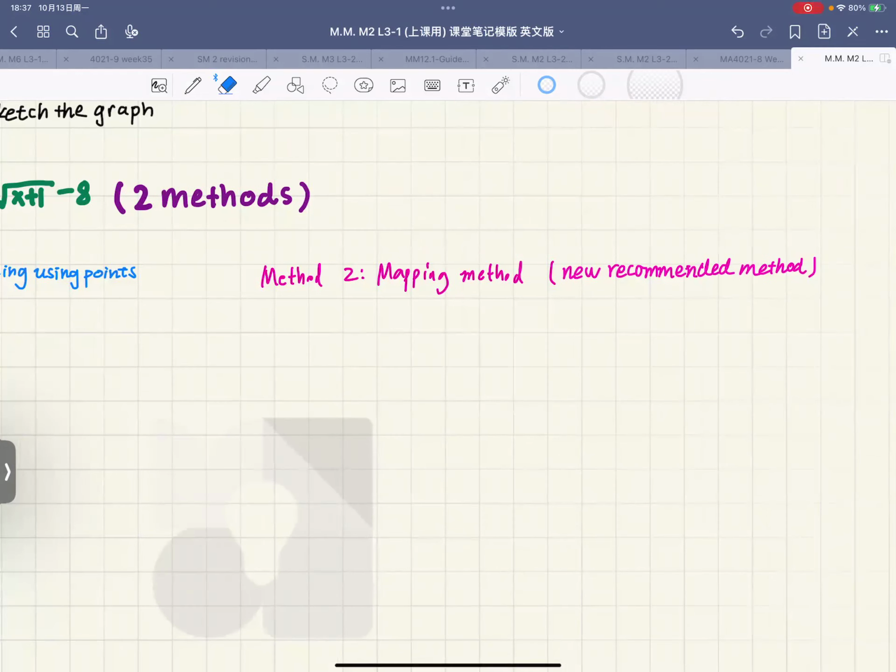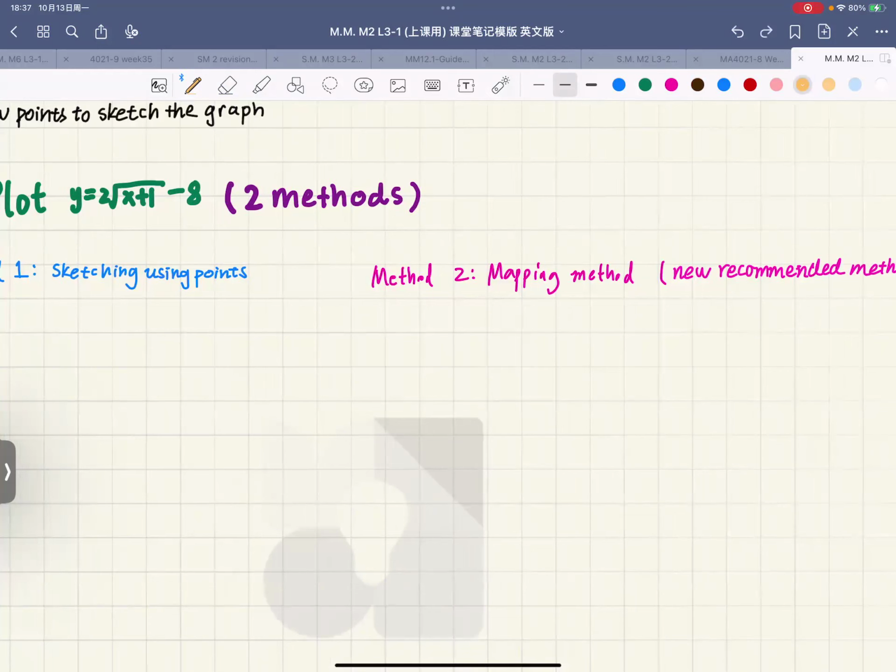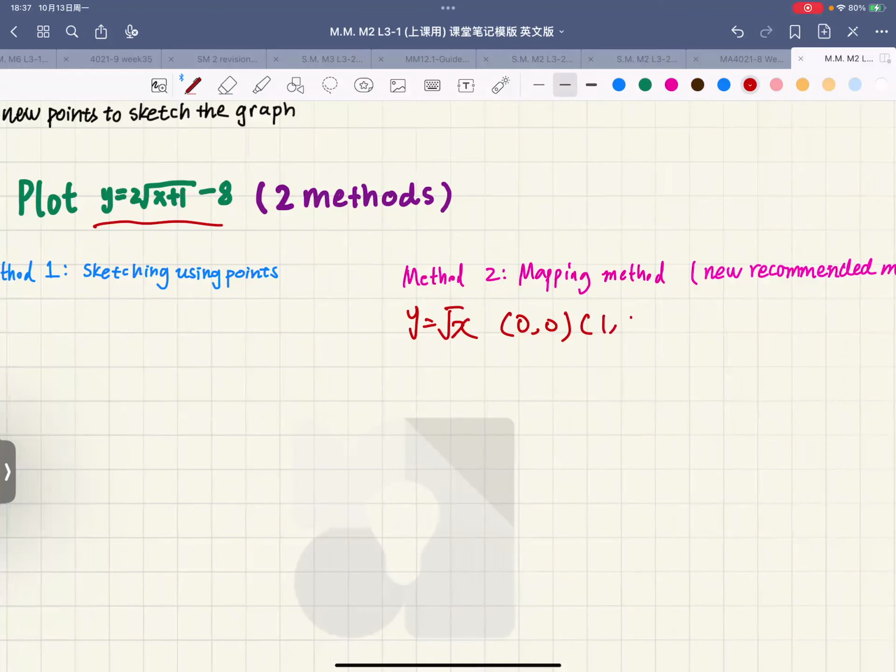Okay, mapping method. So the basic form for this equation is y is equal to square root of x. That's the basic form. Let's think about transformation. So for this equation, the graph needs to pass through 0 and 0, and 1 and 1. Right?